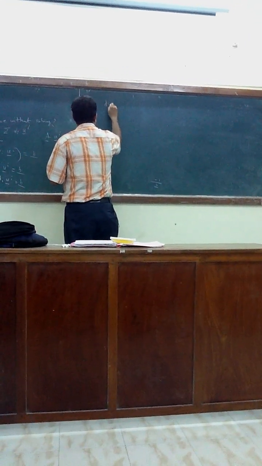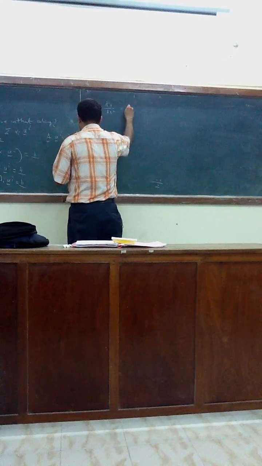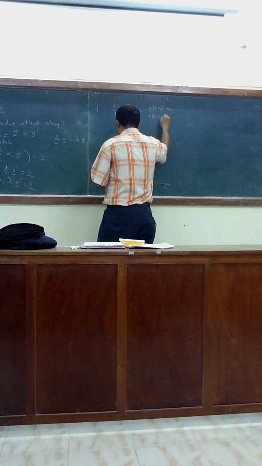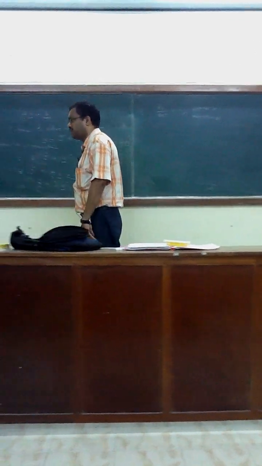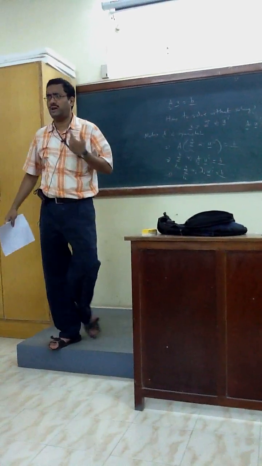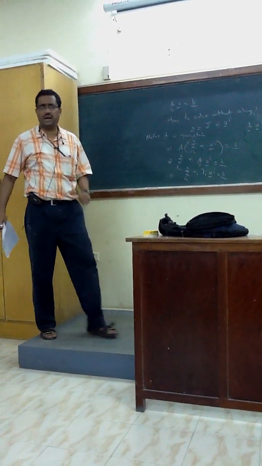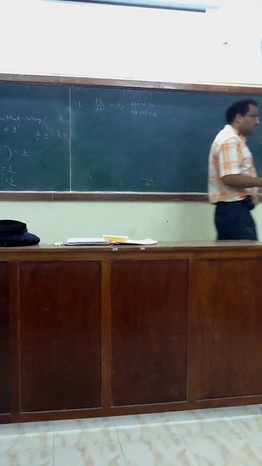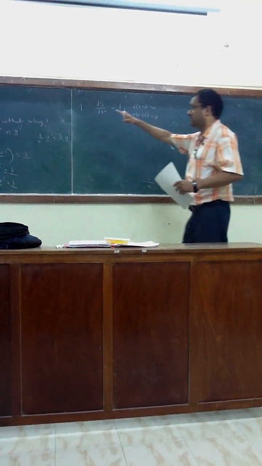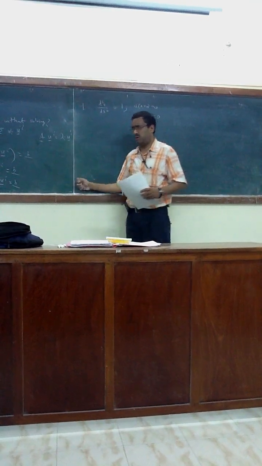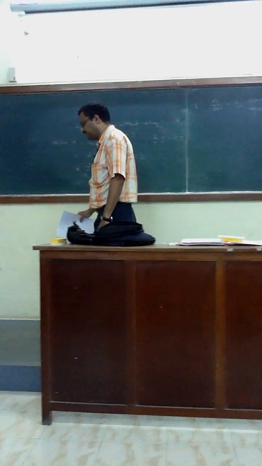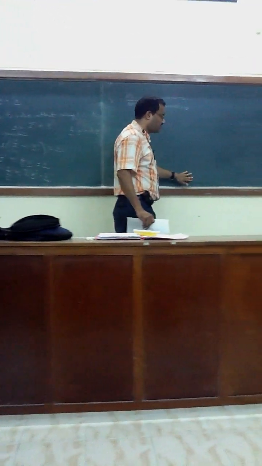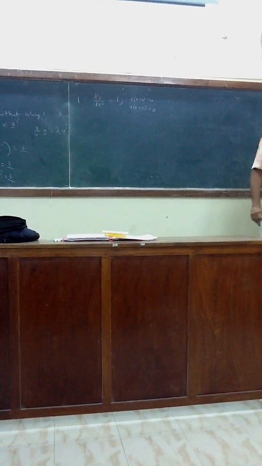d2u by dx square equals 1, u at x equals 0 is 0, u at x equals 1 is 0. This is not an eigenvalue problem. It is a simple differential equation that I want to solve without solving directly, that means using eigenfunctions, following exactly the same procedure. So what is the procedure first? How to start? What's the first step?